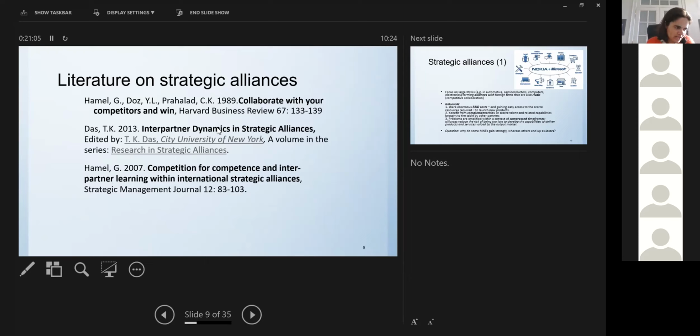A second major reason, motivation for an alliance is that you want, remember our triangle, right? With the complementary resources that you can use from your partners.